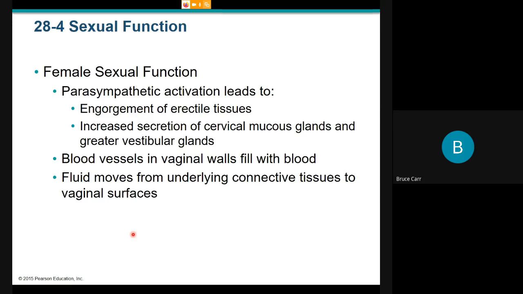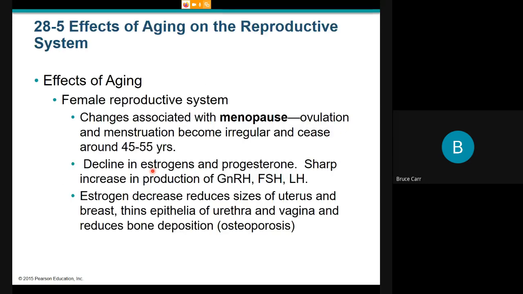Female sexual function is parasympathetic stimulation largely, and it does cause her erectile tissues to engorge and also to secrete a cervical mucus that lubricates the vaginal walls, called the greater vestibular glands. Blood vessels in the vaginal walls do fill with blood, and fluid moves from the connective tissues to the vaginal surfaces. Now, what are the effects of aging on this system?